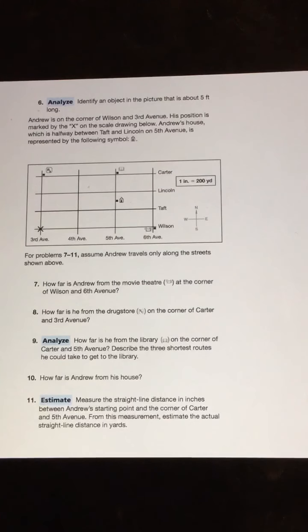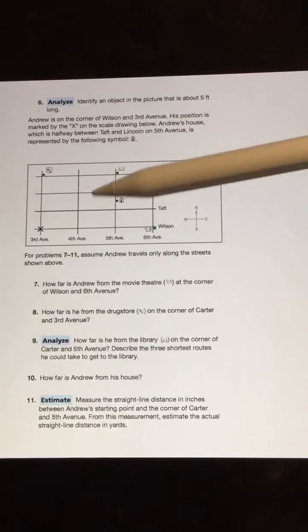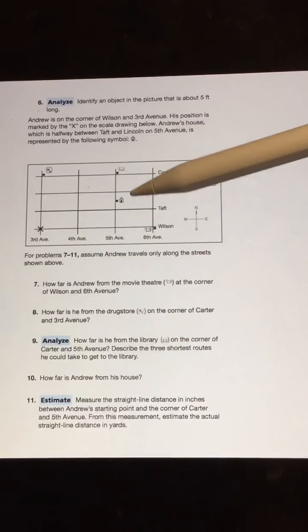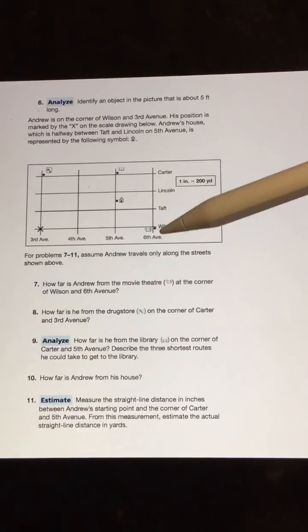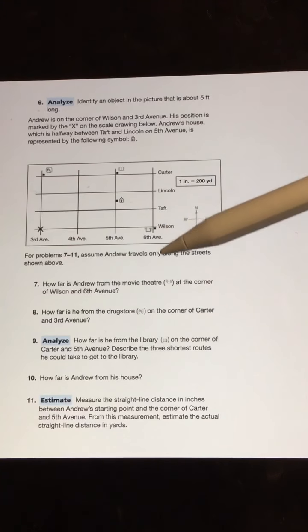So for problems 7 through 11, we need to assume that Andrew travels along the street. All right, along the streets shown above. So as we are doing that, we're going to look at our map. We're going to look and see that we have Andrew's house, we have a library here, we have a movie theater here.